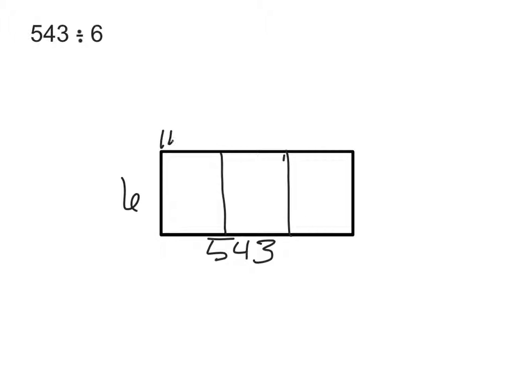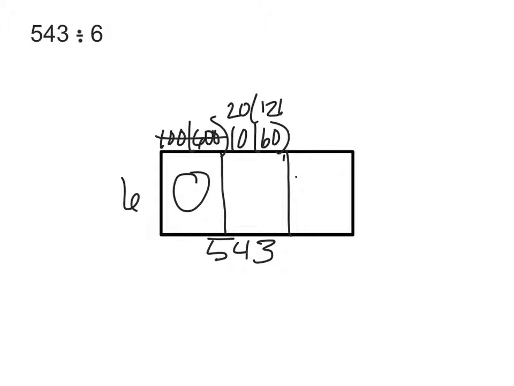Start with the hundreds. 100 times 6 is 600. That's more than I have, so they cross that off. That's a 0. Go to my tens place. 10 times 6 is 60. 20 times 6 would be 120. 30 times 6 would be 180. 40 times 6 would be 240. 50 times 6 would be 300.